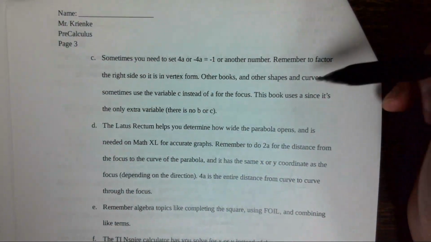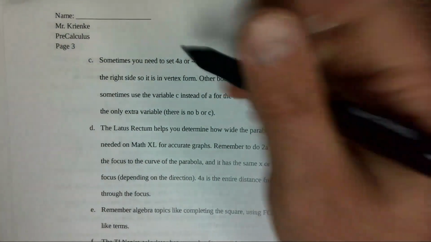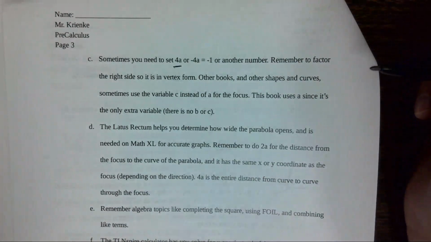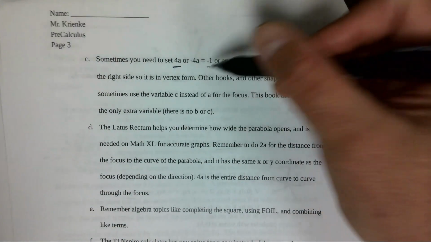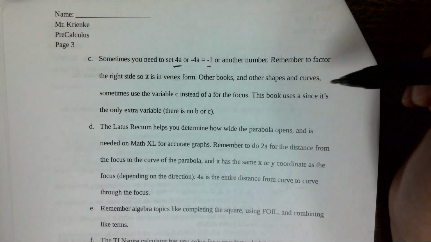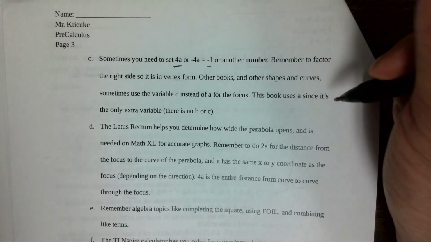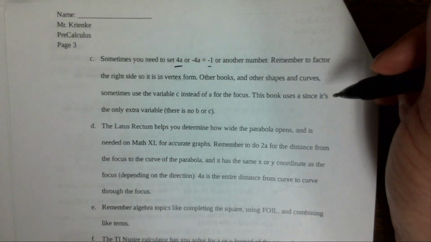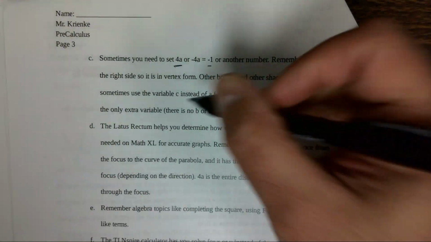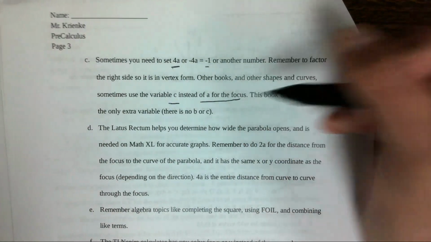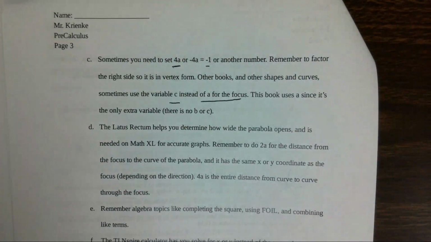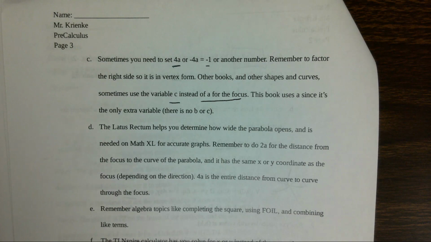Now sometimes you have to set that 4a part of the formula equal to -1 or to another number and then work it out. Other books and shapes and curves use c instead of a for the focus. I think in Algebra 2 they might have used c, but in pre-cal, for whatever reason, we use a.